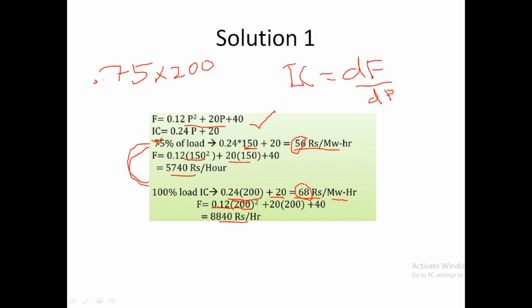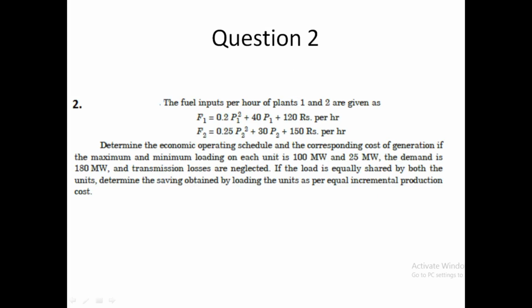Okay. Now going to the next problem. Fuel inputs are F1 equal to 0.2 P1 square plus 40 P1 plus 120, and F2 equal to 0.25 P2 square plus 30 P2 plus 150. Determine the economic operating schedule and the corresponding cost of generation if the maximum and minimum loading of each unit is 125, demand is 180 megawatt, and the transmission losses are neglected.